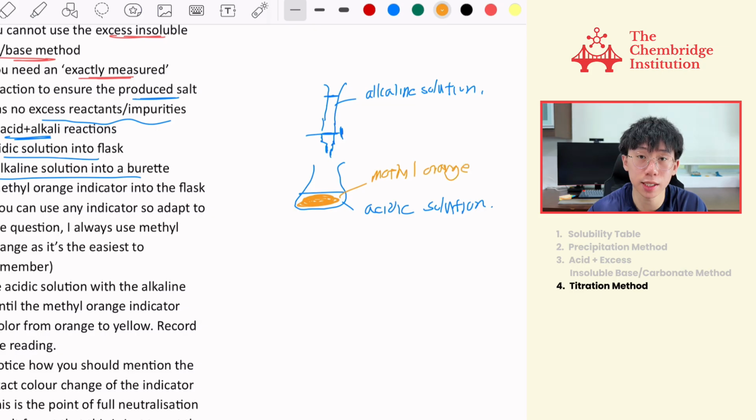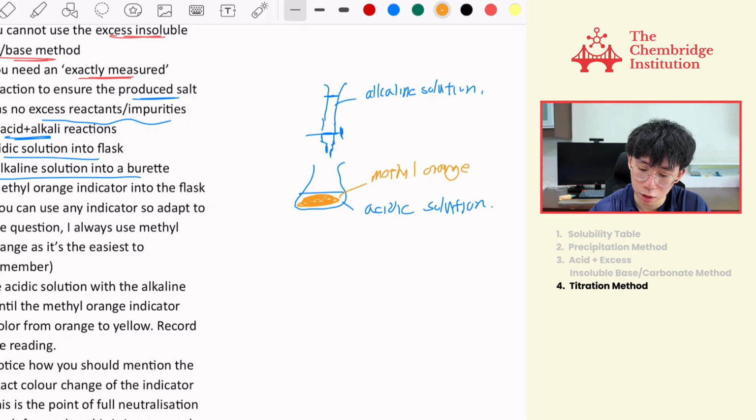Okay, the purpose of this is that this is a pH indicator. At the moment when there is an exact neutralization, so an exact reaction between the alkaline and the acidic solution, this is the point where you will see a color change in the pH indicator, and then you can stop the reaction. You will stop the burette from pouring any more solution down.